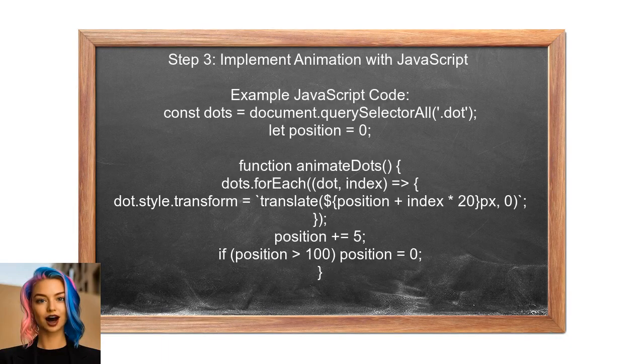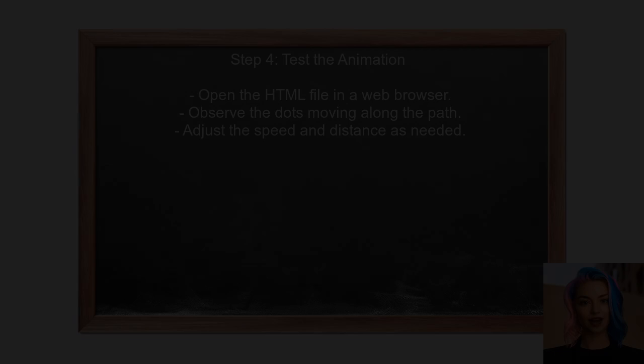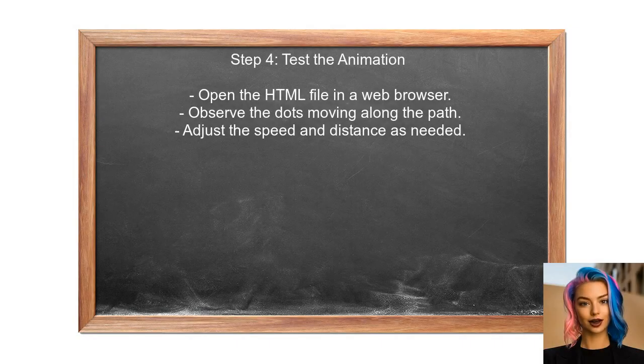Now, the user should implement the animation using JavaScript. This involves selecting the dots and updating their positions along the path using a function that runs over time. Finally, the user can test the animation in a web browser. They should see the dots moving along the defined path, creating the desired effect.